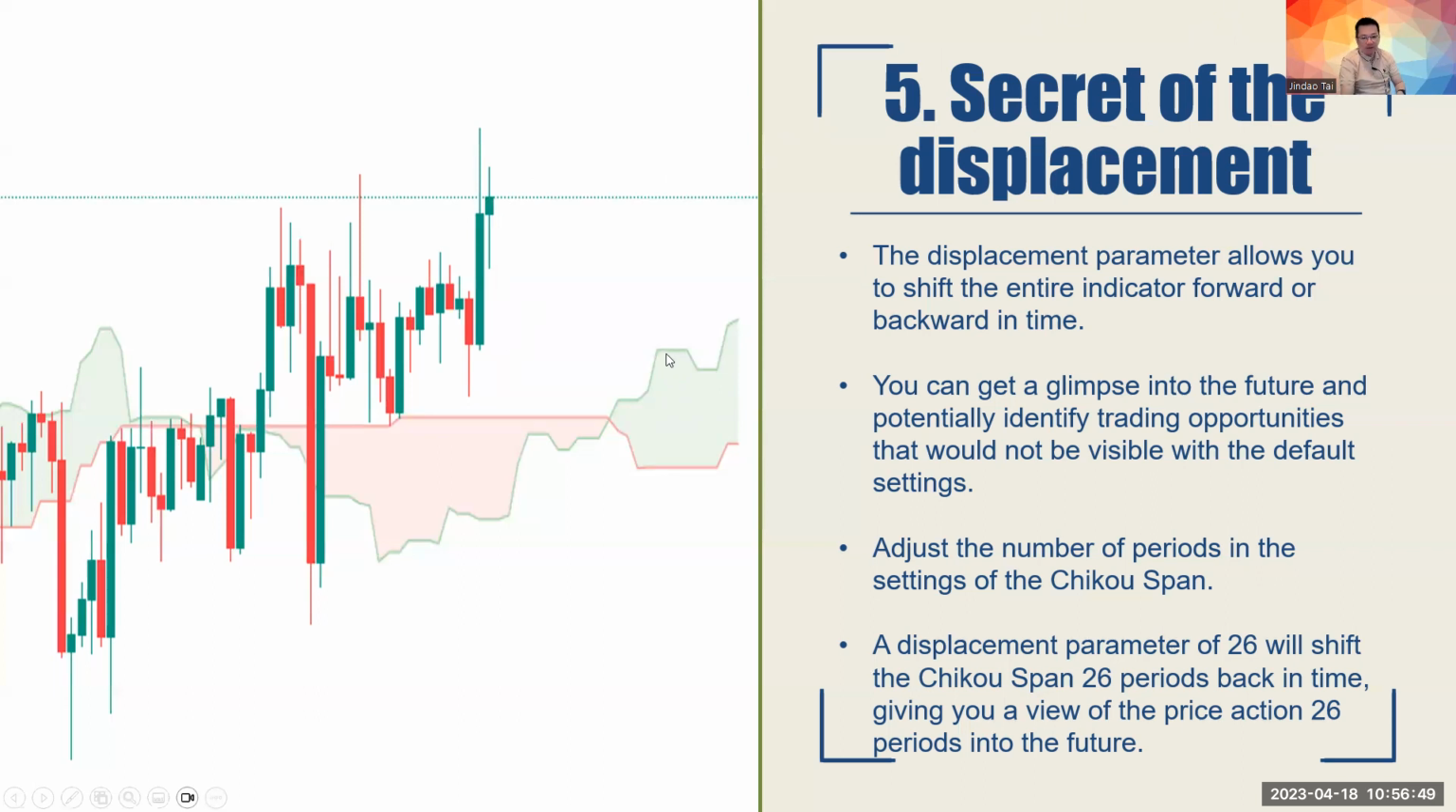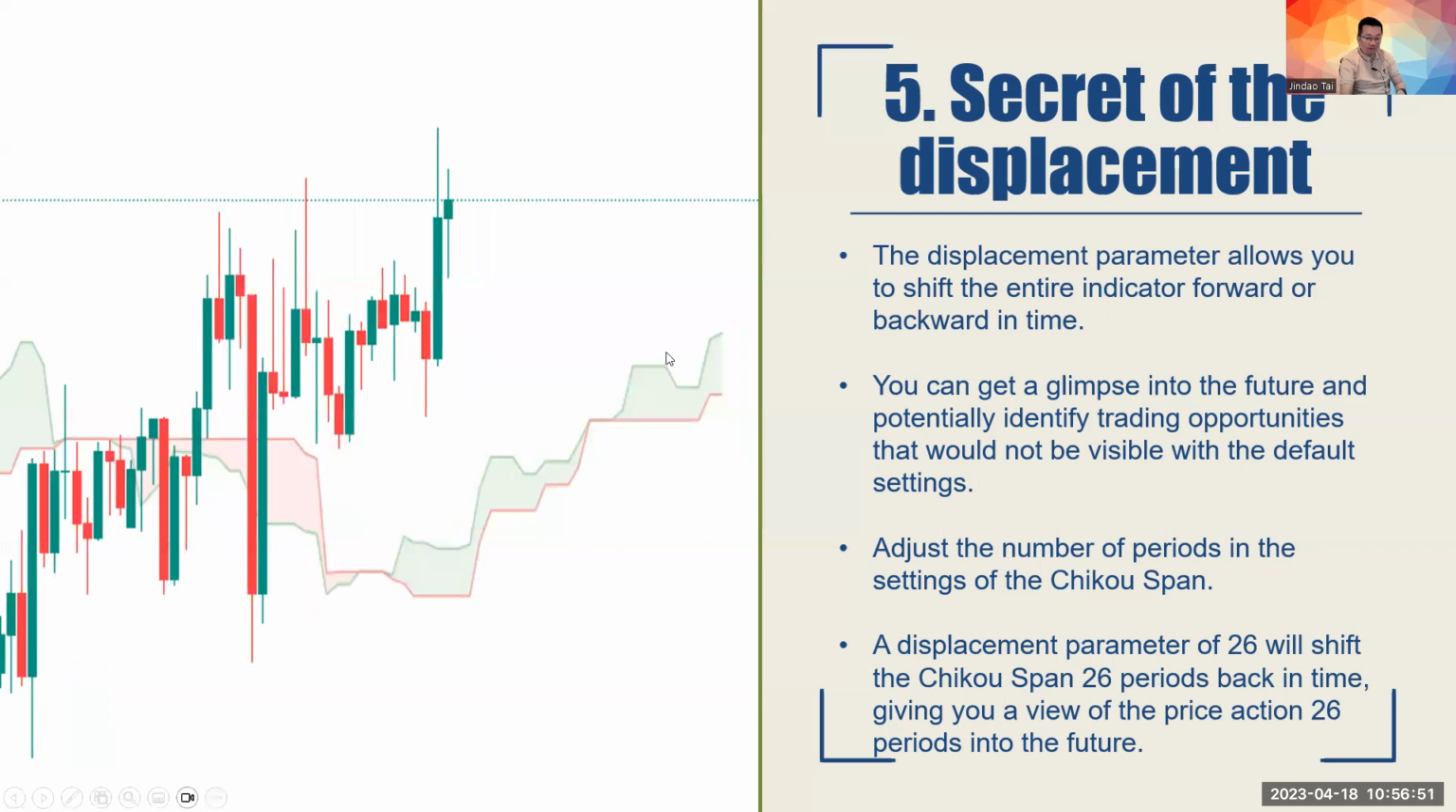But if I shifted the cloud, the displacement parameter, forward, what we actually see is that the cloud shows us there's further upside potential here on this chart. All right, so if you're looking to buy, you're anticipating that continuation of the upside, applying a displacement parameter could show you whether this move is likely to continue moving to the upside, or is it going to consolidate, or is it going to retrace back down again.